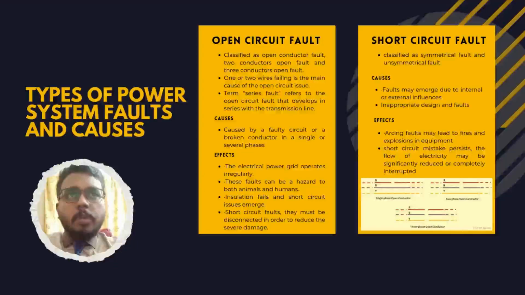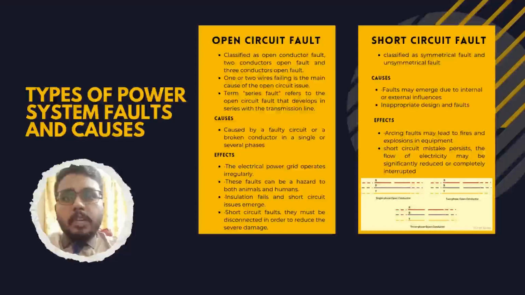And the next fault is the short circuit fault. Short circuit faults are brought on by breakdowns in the insulation that separates phase conductors from ground. A failure of insulation may create a short circuit path, which results in internal short circuit conditions and an anomalous connection with extremely low impedance between two points of varying potential. Whether intentional or accidental, it is called a short circuit. Short circuit faults can be classified as symmetrical faults and unsymmetrical faults.